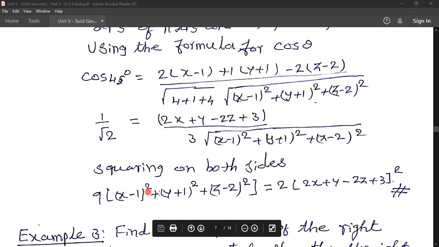Either you can leave this as it is, or you can simplify further using (a + b + c + d) square is equal to a square plus b square plus c square plus d square plus twice ab plus twice bc plus twice cd, and so on. So you can square and then put the result, or you can keep it as 9 times this is equal to 2 times this. That becomes the solution for the second problem.